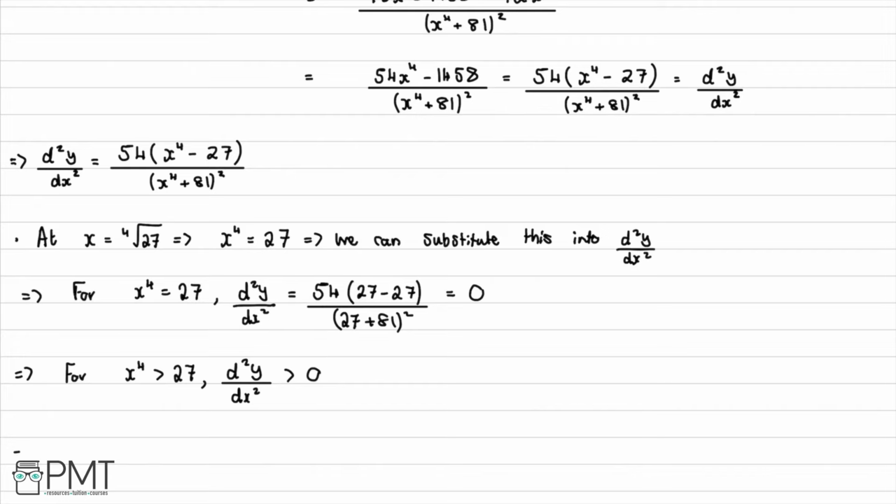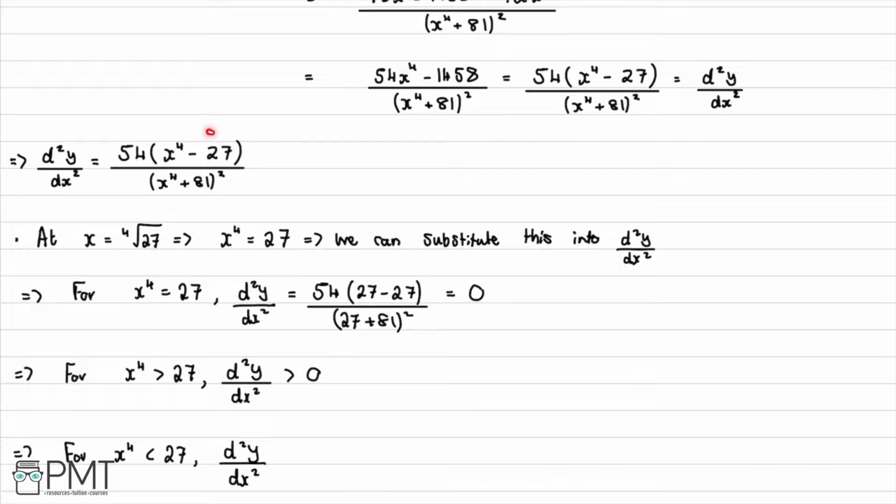So then we can also say that for x to the power of 4 less than 27, what's it going to be this time? We know that if we have something that's less than 27, this term here is going to be negative. This term on the bottom is being squared, so the denominator is always going to be positive.